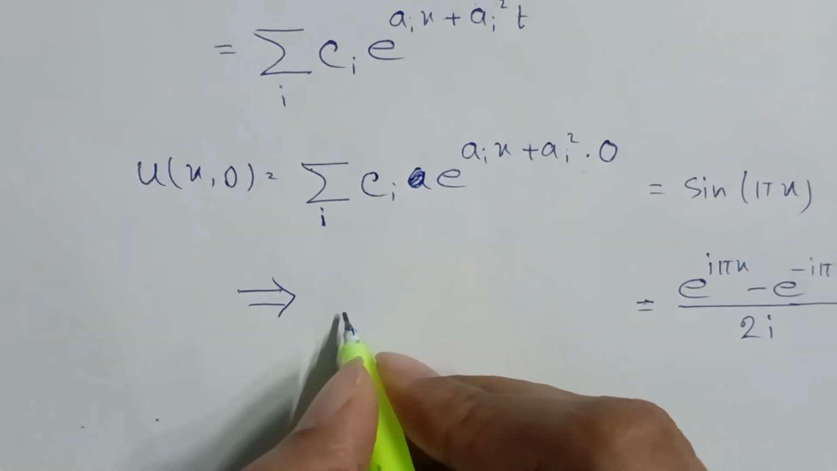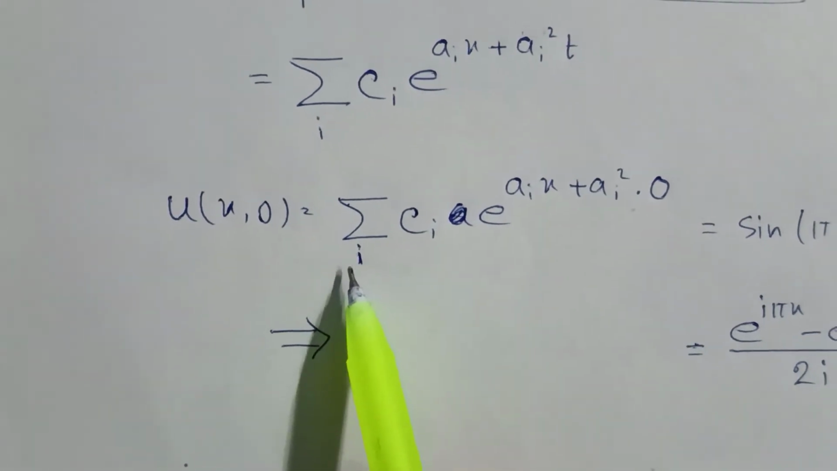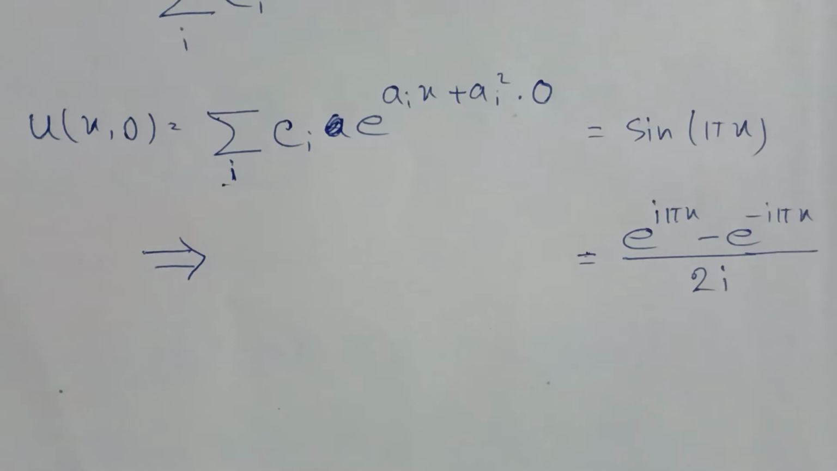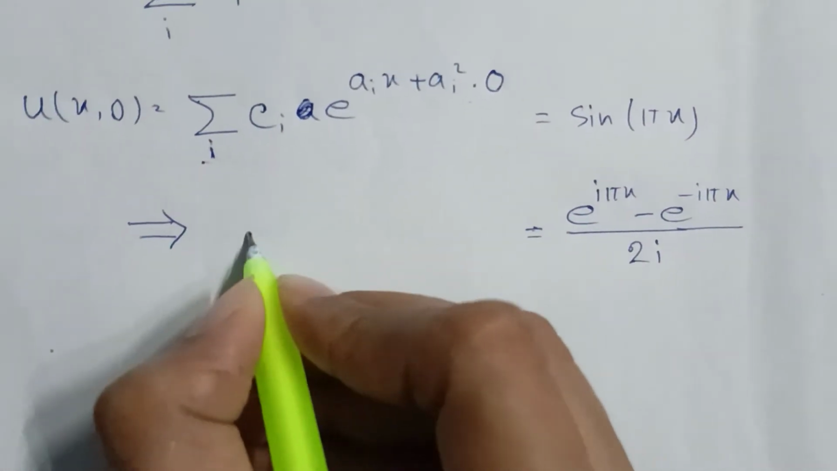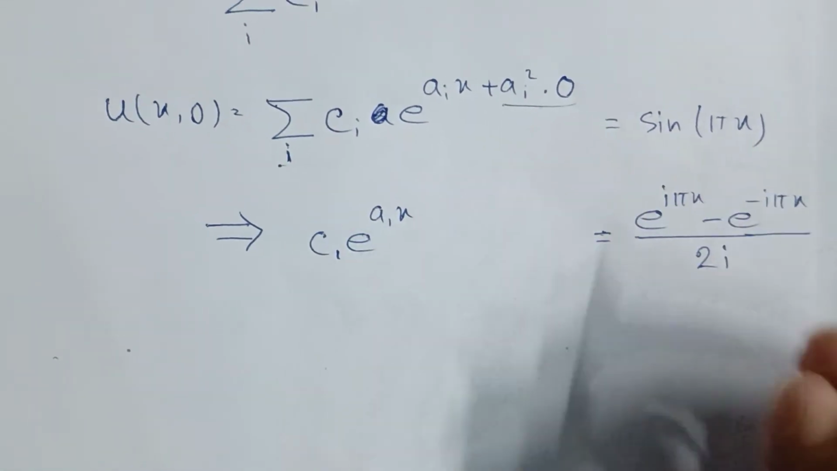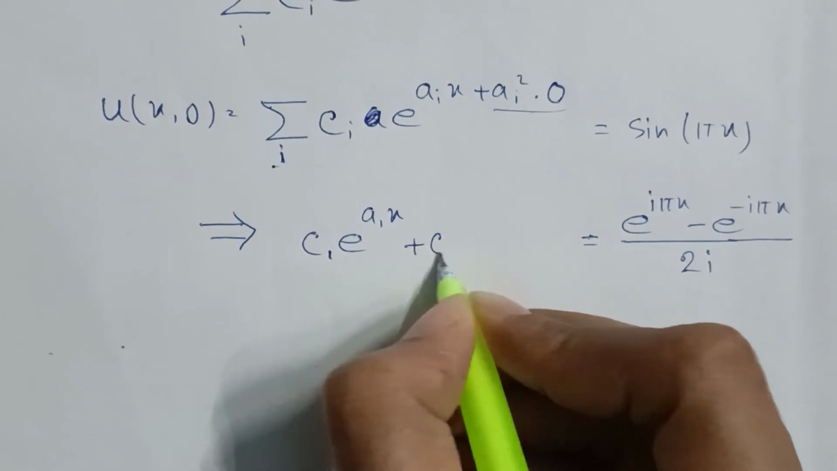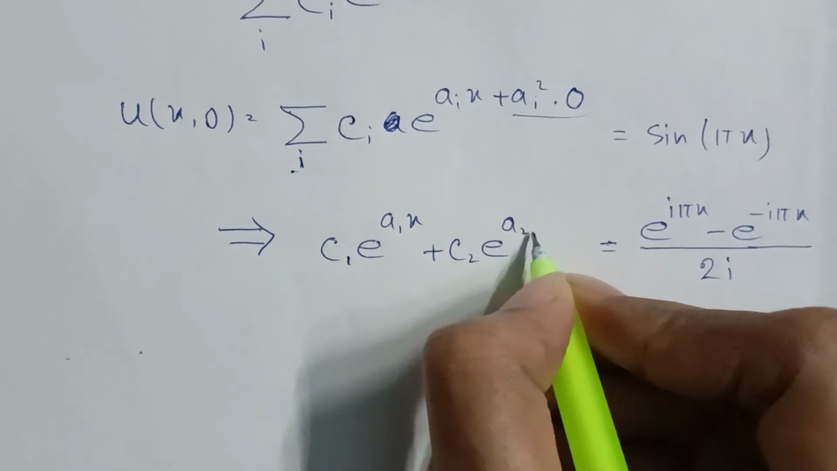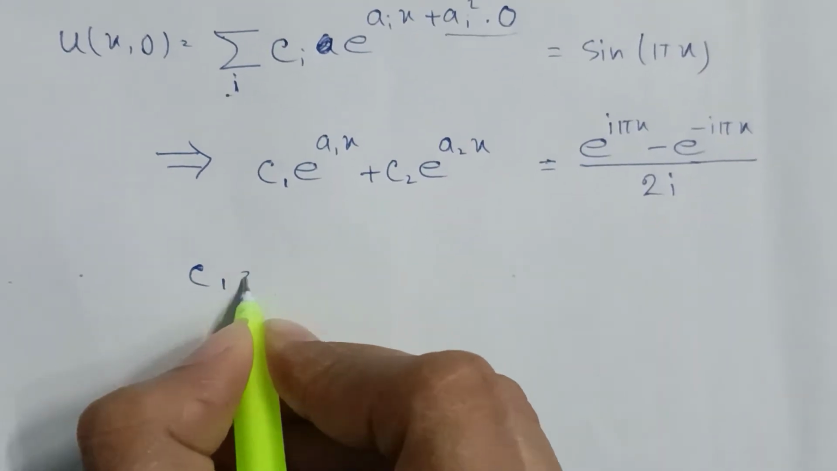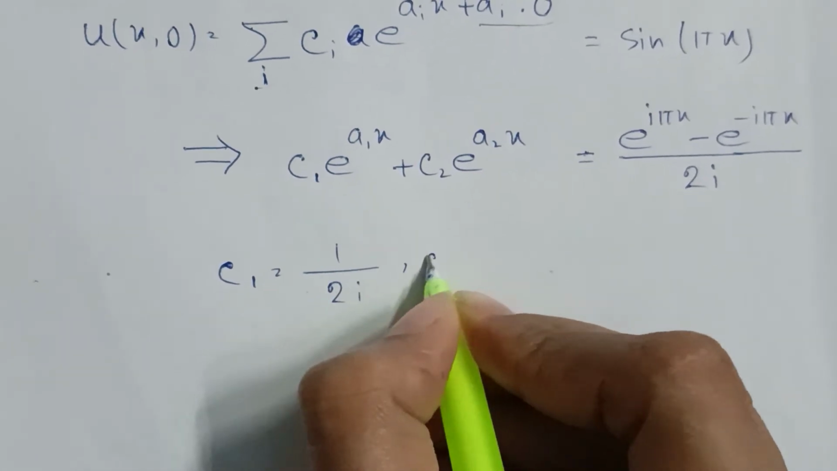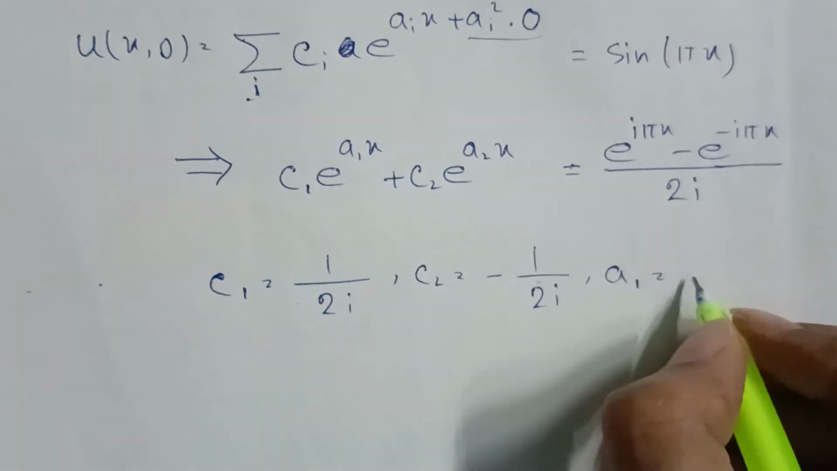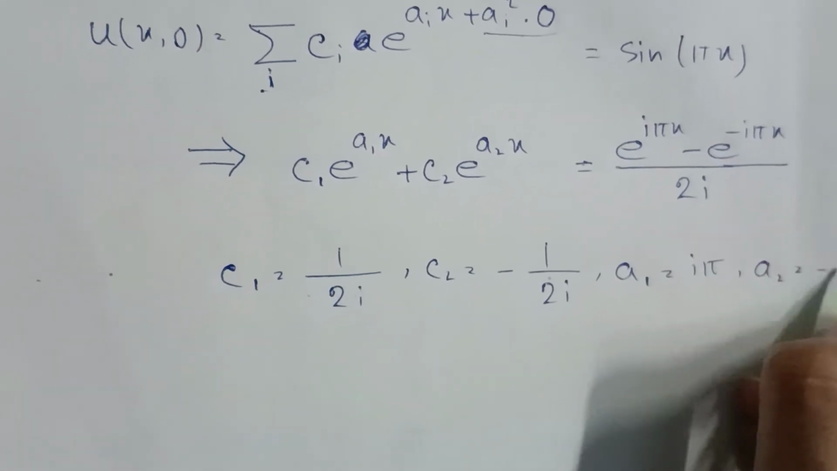So the left hand side becomes what? We can conclude the left hand side contains two terms, because in the right hand side there are two terms involving e. So this becomes c1 e to the a1 x, and the second term becomes 0, so we don't write that. c2 e to the a2 x. Now comparing both sides, we can conclude c1 is equal to 1 over 2i and c2 is equal to minus 1 over 2i, and a1 is equal to i pi, where a2 is equal to minus i pi.